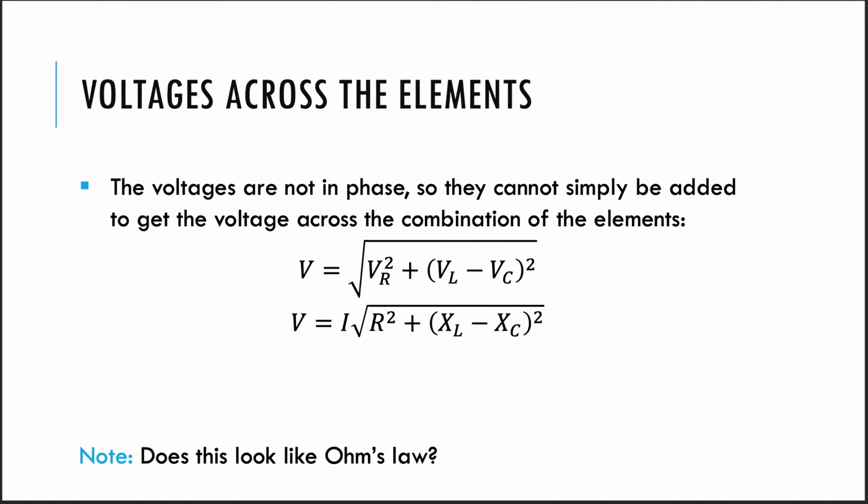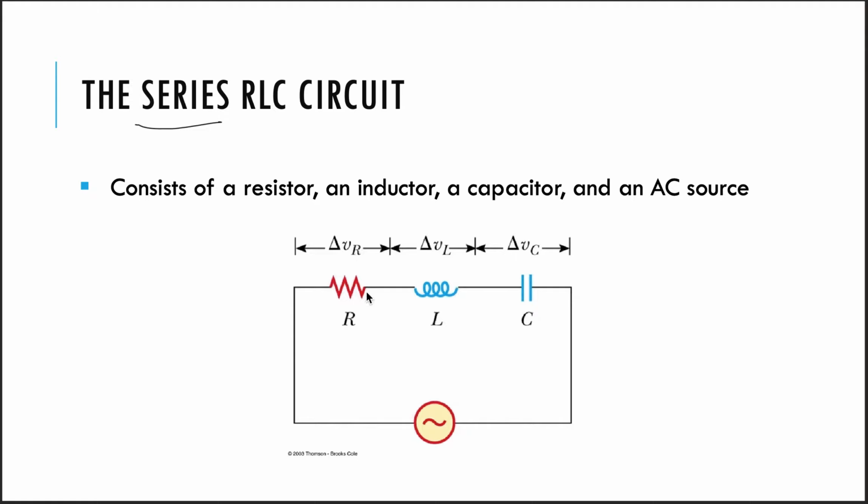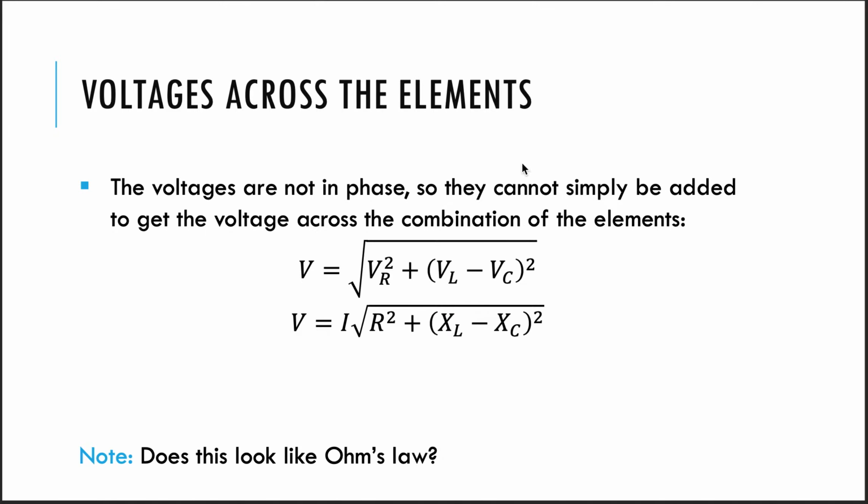Well, we learned in the previous sections that for the inductors and capacitors, the voltage and current were not in phase. So that means that if you have all three devices here, the voltages across R, L, and C are not in phase. They don't reach their maximum at the same time. It turns out that if you want to find the total voltage across the combination, you cannot simply add them, even though the devices are in series.